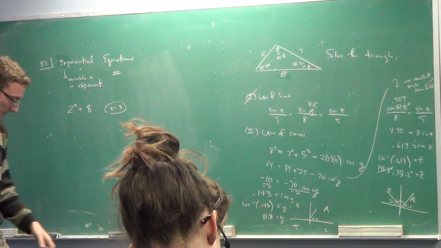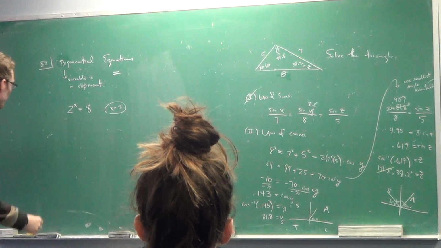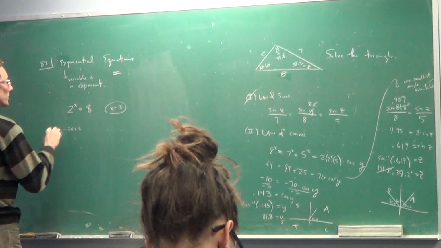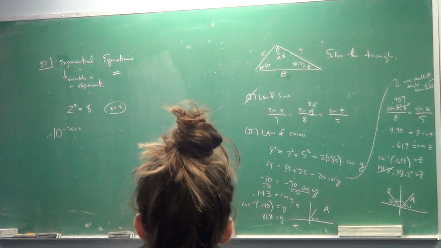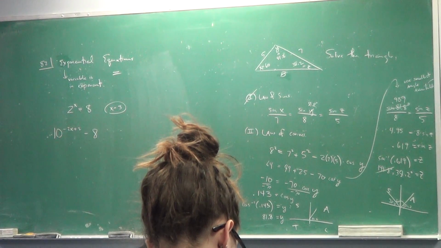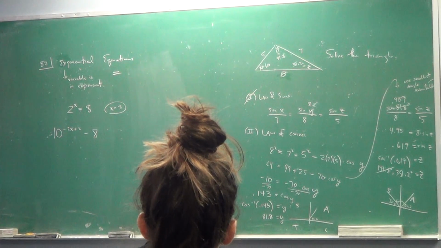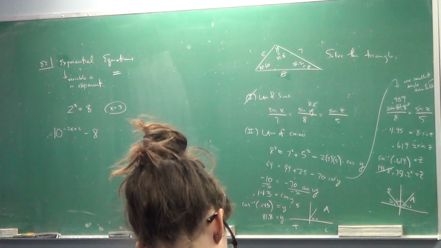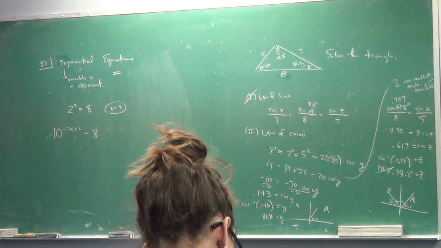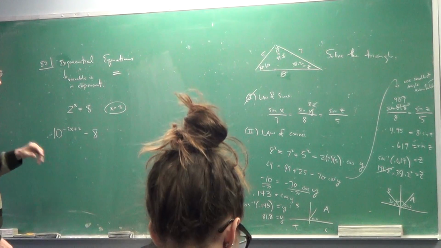But now what about this? What if we have 10 raised to the negative 2x plus 2 power equals 8? That is one that is less known off the top of your head, right? You know that 2 times itself 3 times is 8, but I don't think you know how many times you have to multiply 10 by itself to make 8. Is that right? Yes? That's a harder problem.